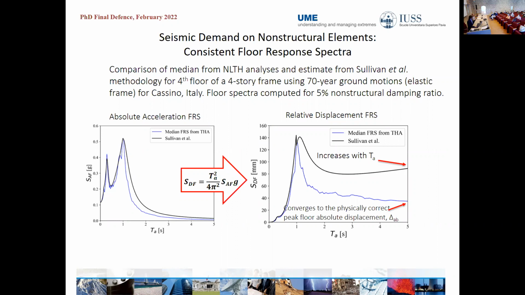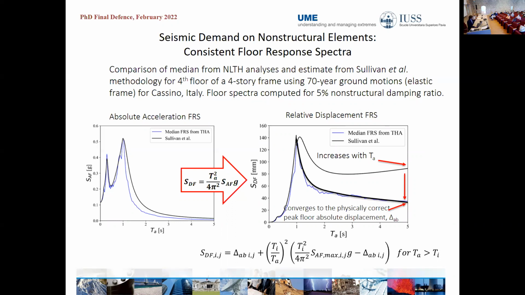So we wanted to propose an equation that will do something like this. And this is the equation we proposed. This equation has two boundary conditions: the peak of the floor spectrum and the peak floor absolute displacement at infinite period. So this is the equation for this branch, and it depends on the peak floor absolute displacement, the modal period of the structure, the non-structural period, and the peak of the absolute acceleration floor response spectrum.